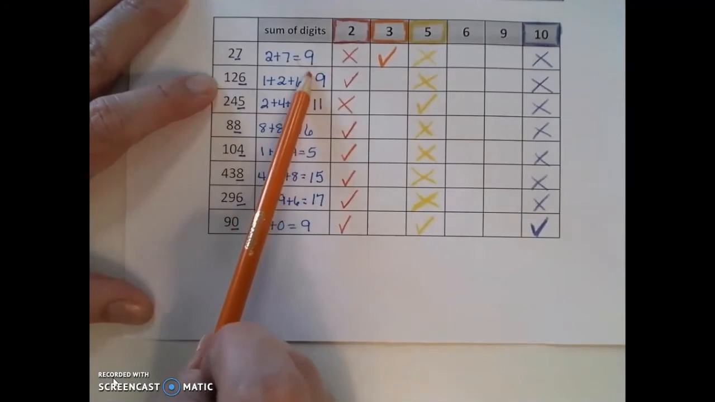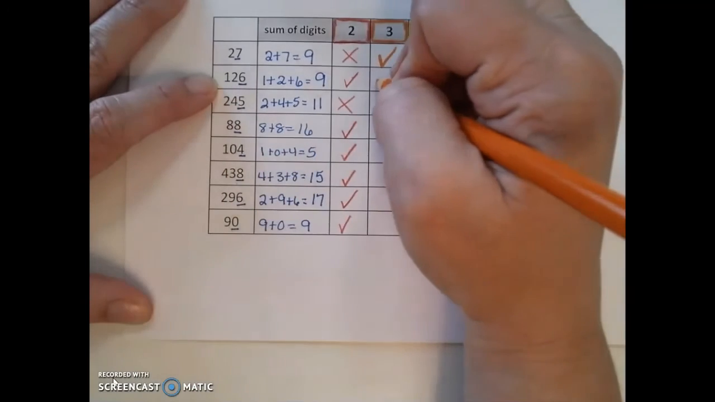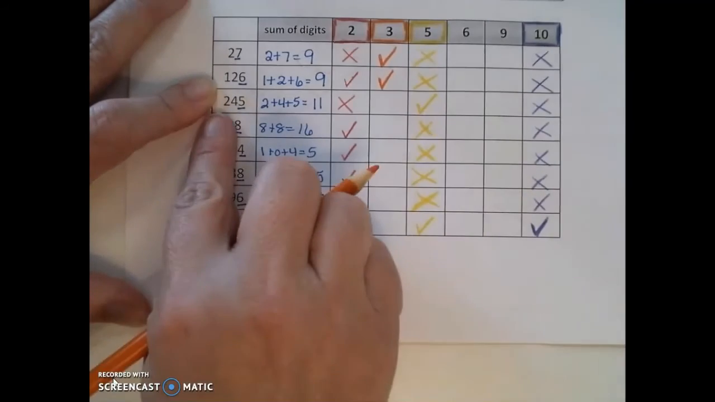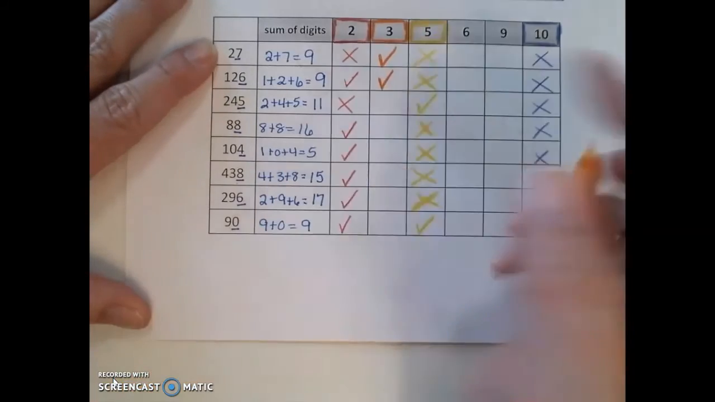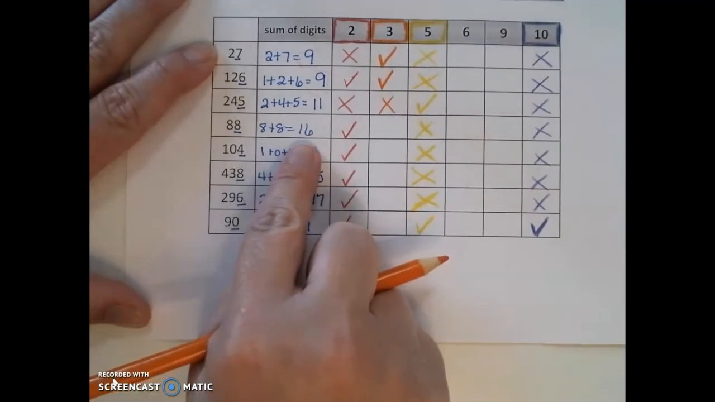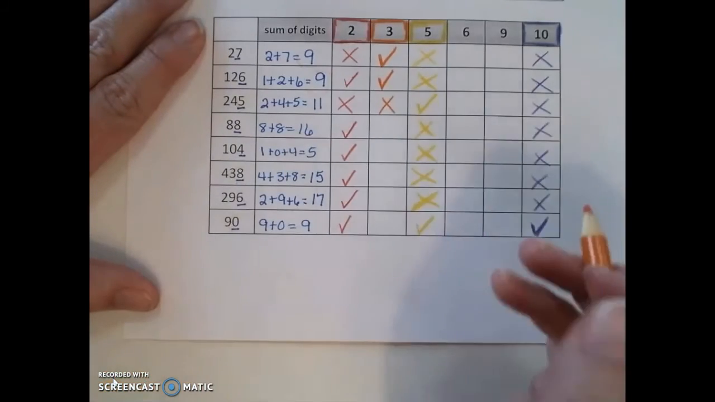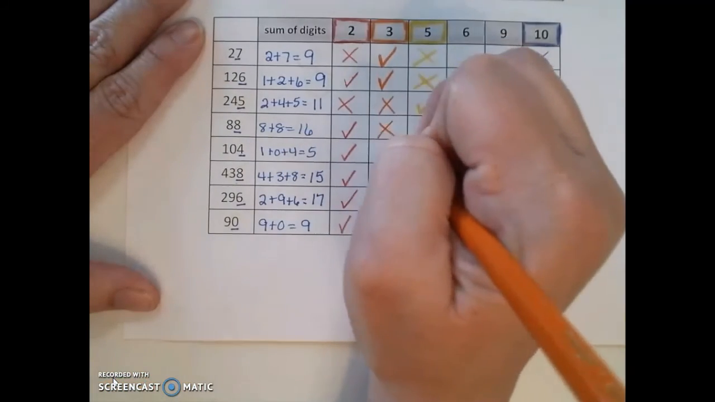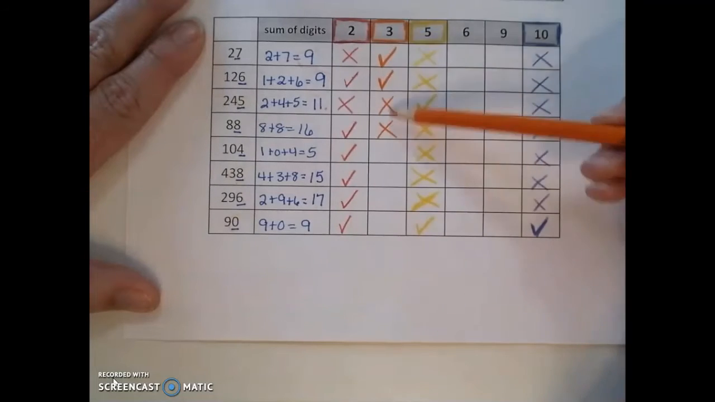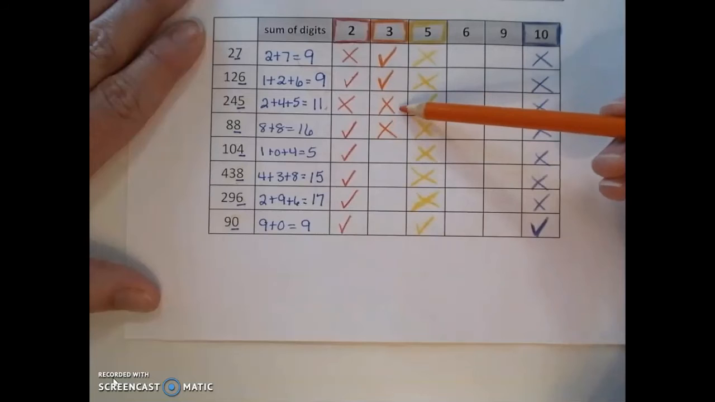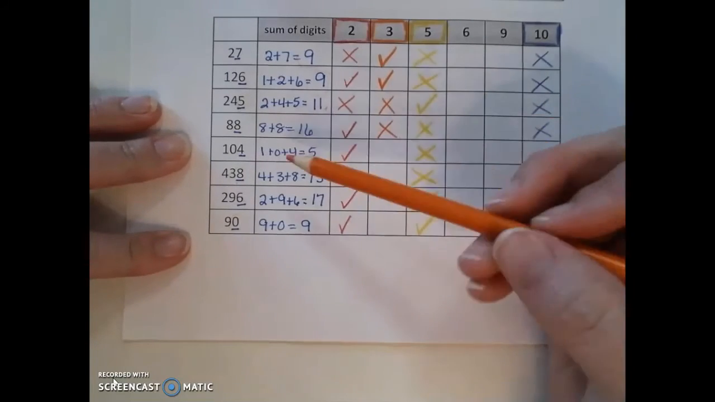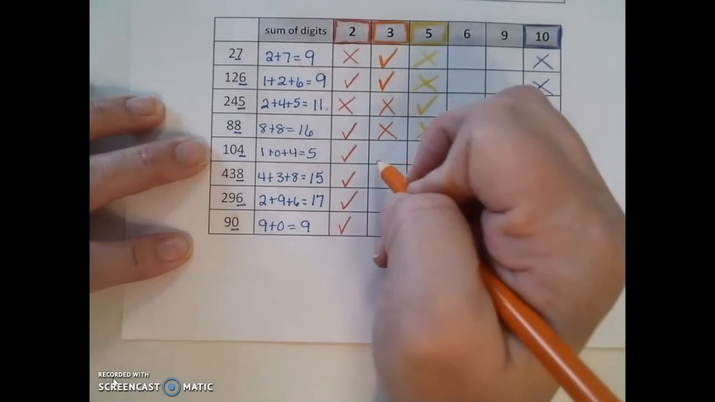126 had a sum of 9 from its digits, which we just said is divisible by 3. 245, the sum of the digits is 11, so that is a no. 88, the sum of the digits is 16, that is not divisible by 3. I think I might have said 11 divisible by 9, but I meant 3 since I'm in the 3 column. So 11 is not divisible by 3. 16 is also not divisible by 3. 5 is not divisible by 3.